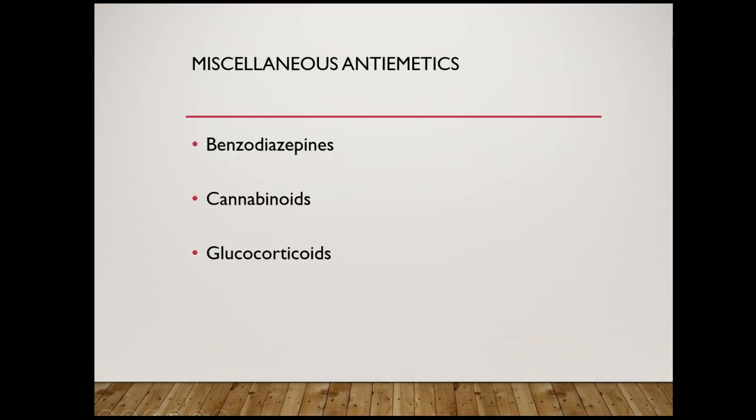All right, and then we have finally our miscellaneous antiemetics: benzodiazepines, cannabinoids, and glucocorticoids. And these are great. They're useful in treating nausea and vomiting, although that's not their primary indication. Their antiemetic characteristics were kind of discovered by accident along the way. So we'll get into these a little bit further.